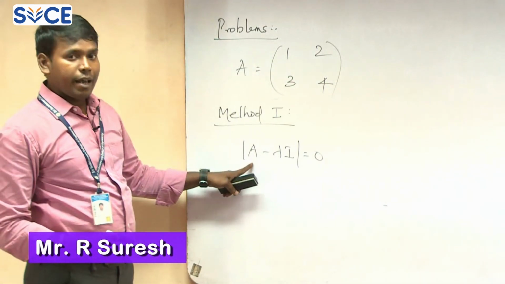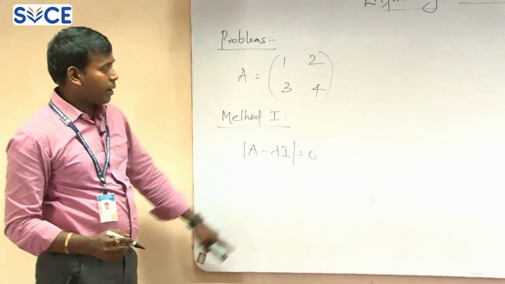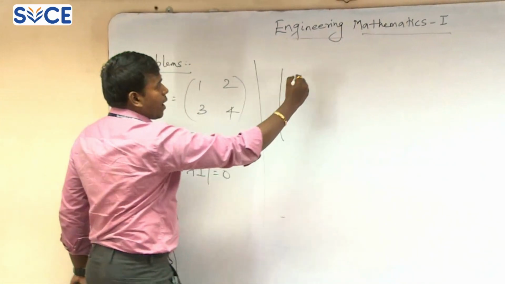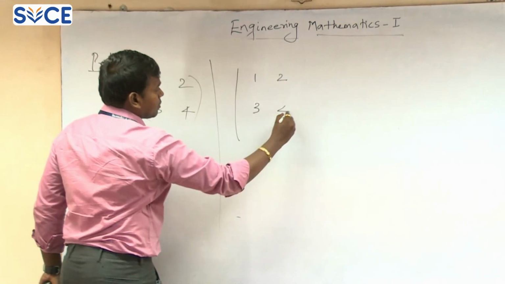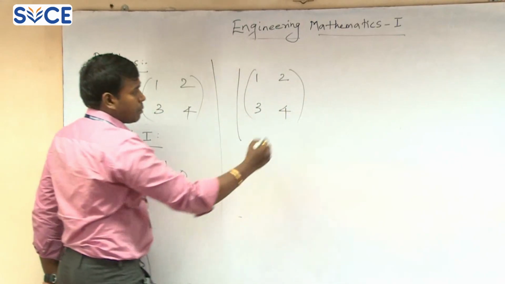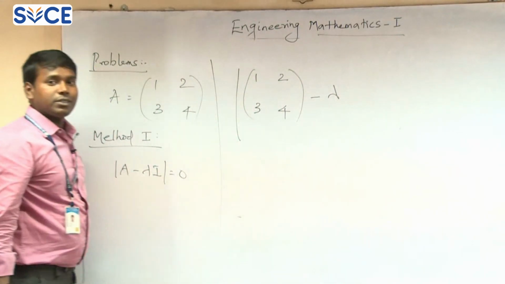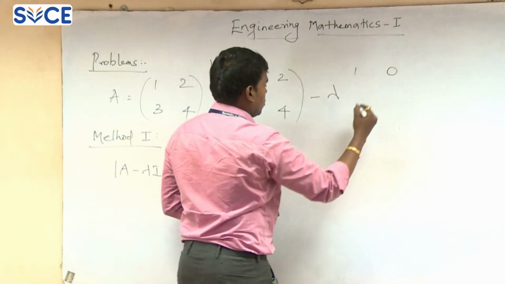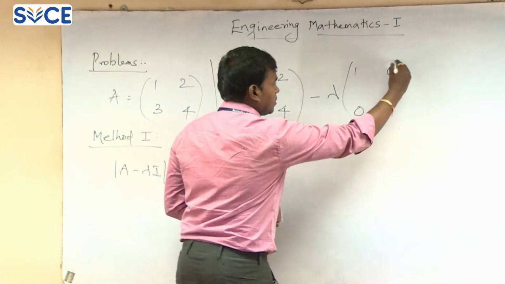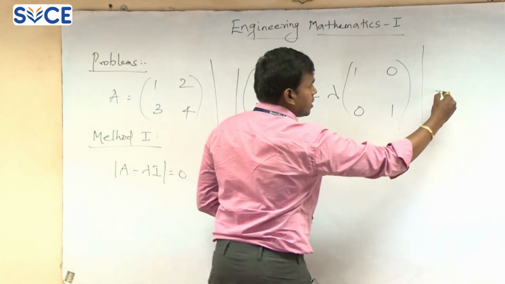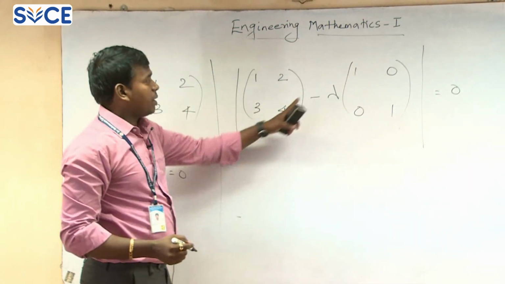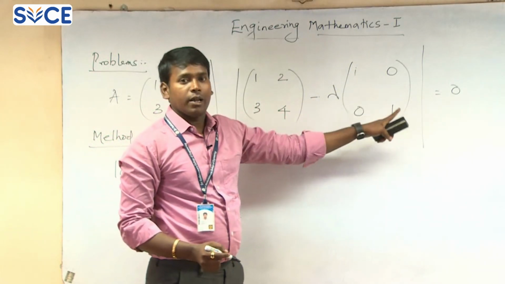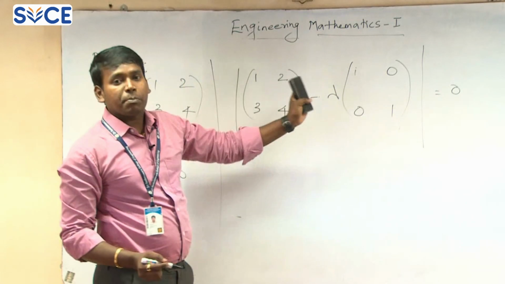Clear? So again I repeat, A is the given matrix, I is the identity matrix. Now A is given, determinant 1, 2, 3, 4 minus lambda I. The identity matrix is 2 by 2, so I2 is 1, 0, 0, 1. Determinant symbol equal to 0. Now multiply inside the bracket, which gives lambda, 0, 0, lambda. Then subtract the corresponding elements.